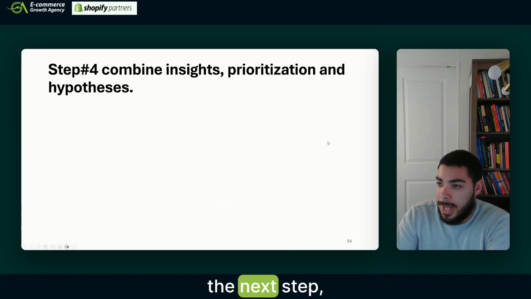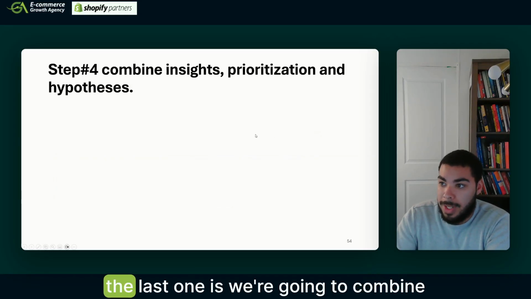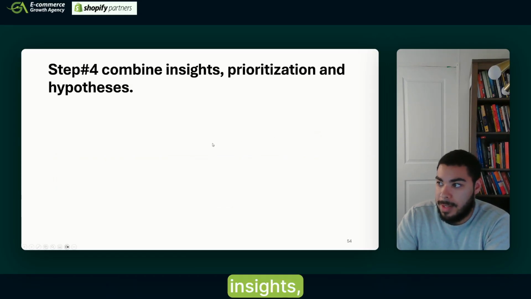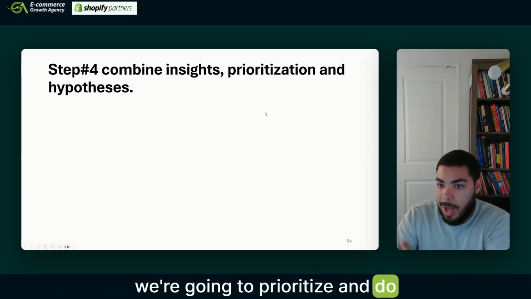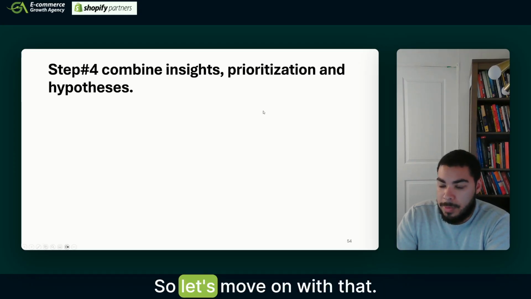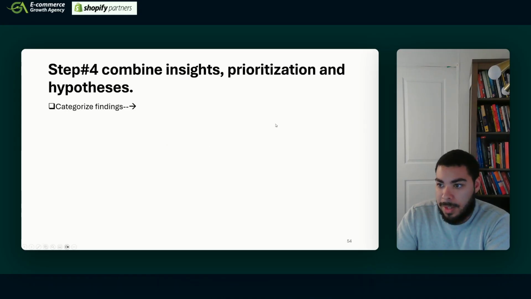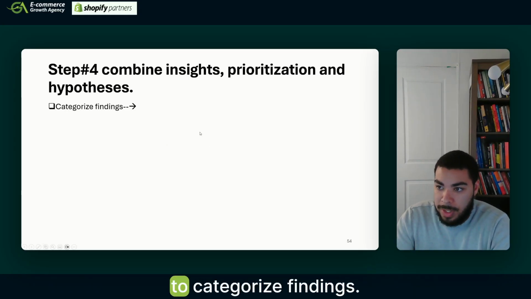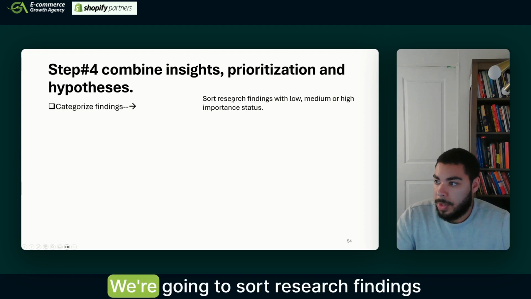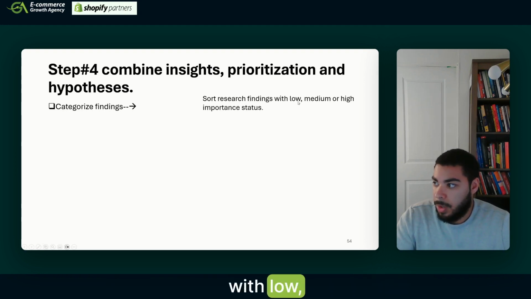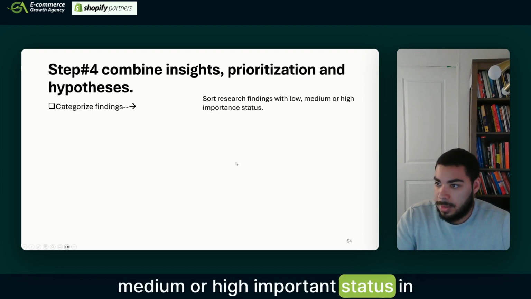So the next step, step number 4, the last one, is we're going to combine insights. We're going to prioritize and create hypotheses. So let's move on with that. The first thing we do when combining insights is categorize findings. We're going to sort research findings with low, medium, or high importance status in Airtable.